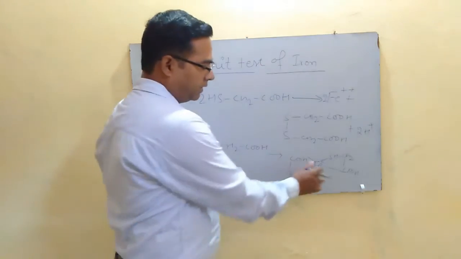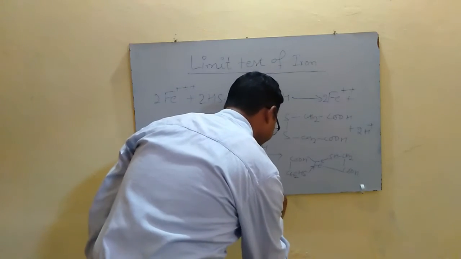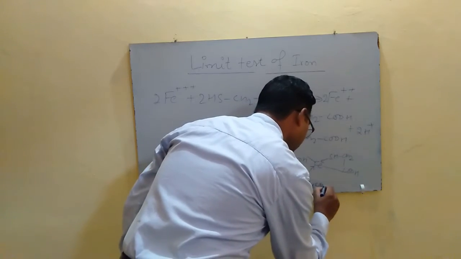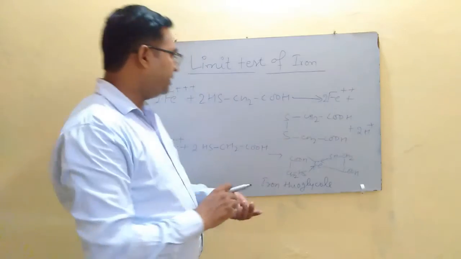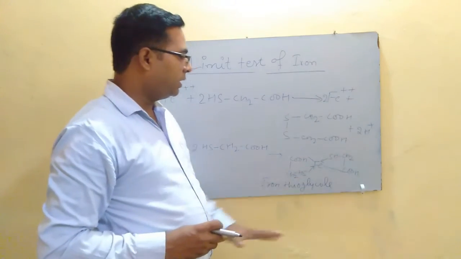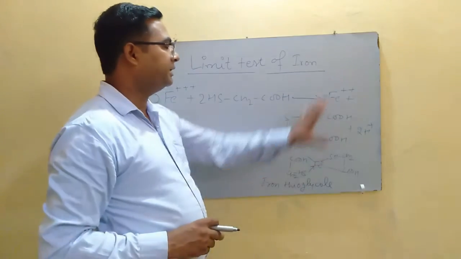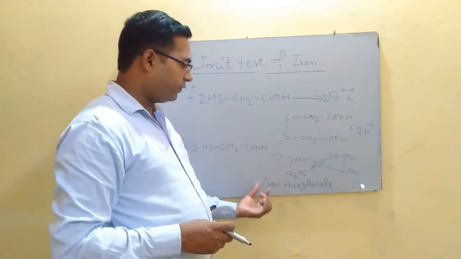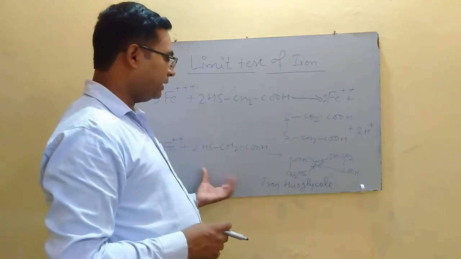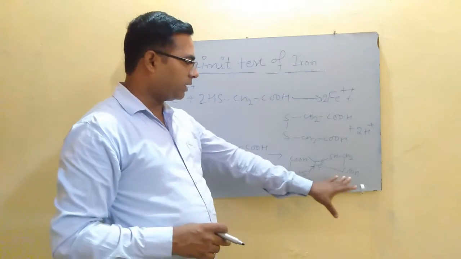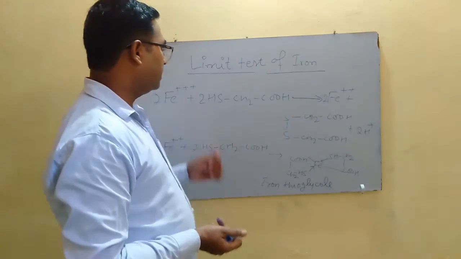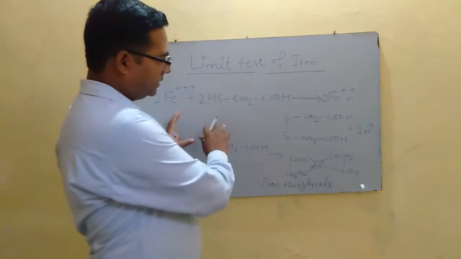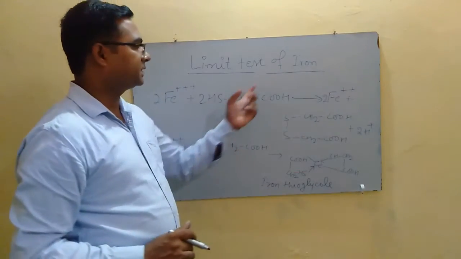The intensity of the color of the iron thioglycolate produced in the test sample is compared with the intensity of iron thioglycolate in the standard. If the intensity of color of iron thioglycolate in the test sample is less than the intensity of color in the standard, then our sample passes the limit test of iron. So this is the basic principle behind the limit test of iron.